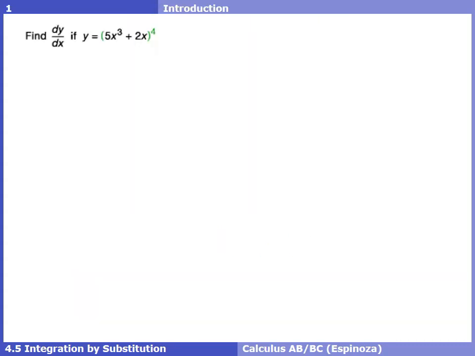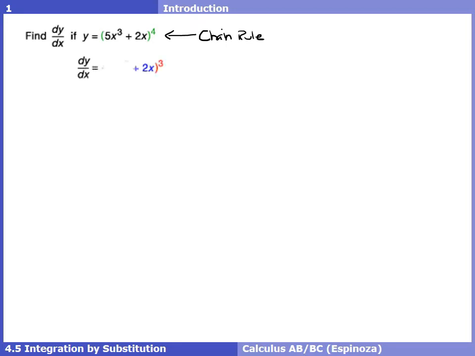Okay, before we start talking about this new technique called integration by substitution, let's take this derivative right here. y equals (5x cubed plus 2x) all to the fourth power. And since we don't see a plain x to a power, hopefully we're all remembering that that's going to be an application of the chain rule.